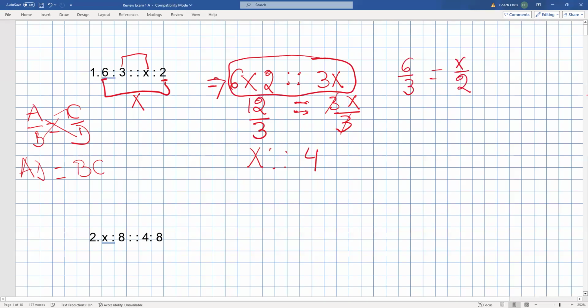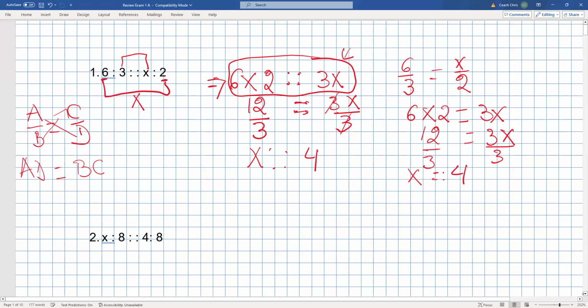From here, they're going to multiply 6 times 2. If this is the only way that makes sense for you, feel free. 3 times x, do you see what I'm saying? So regardless of the way you set up your problem, you will end up the same way. You got 12, you got 3x, you're solving for x, so divide both sides by 3, and your value of x is going to be 4.